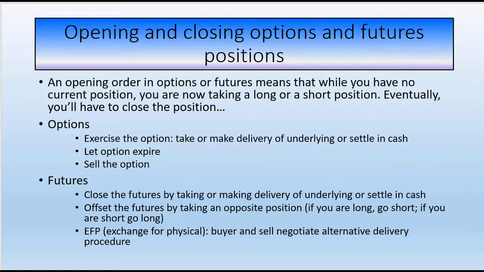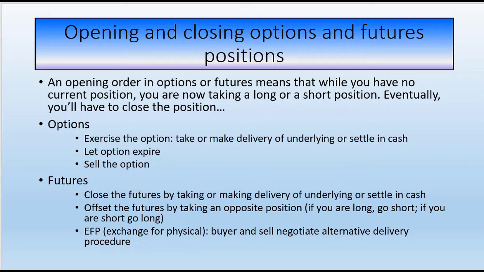Let's look at options first. The first thing that you can do to close out a position is to exercise the option, which means you're going to take or make delivery of the underlying or settle it in cash. So remember, with options, you can take delivery. If you exercise a call option, you're going to take delivery of the stock, for example. And if you're short a call option, you're going to make delivery of the stock because you're going to be selling it and somebody on the other side will be buying the underlying stock. So that's exercise the option. Now, when we talk about delivery, we mean that the underlying asset is deliverable.